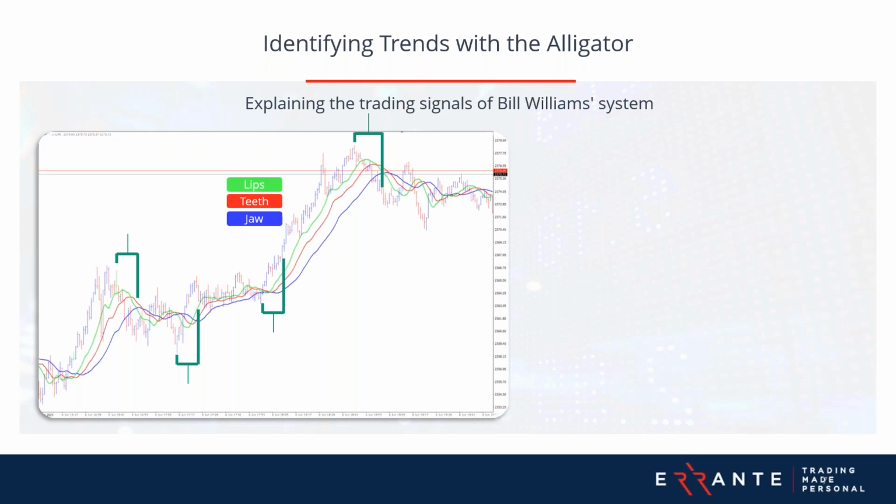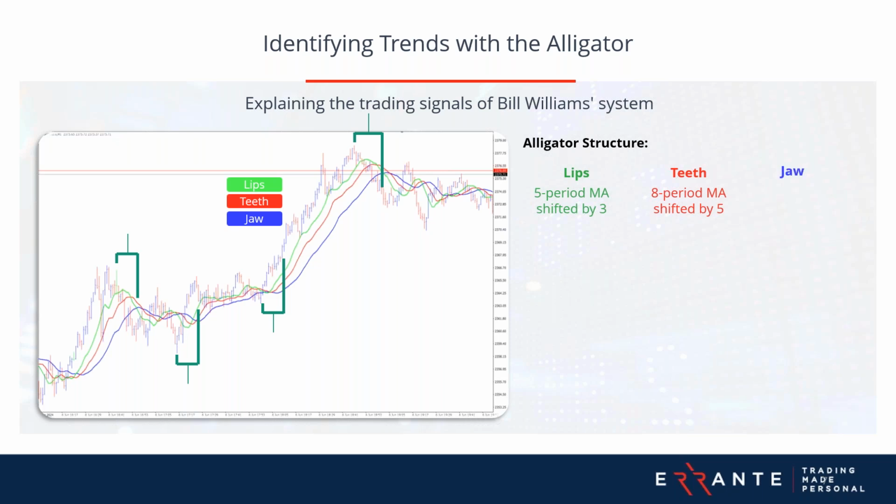Okay, here's the slide I borrowed from our previous webinar about the alligator. If you remember, we went thoroughly into the details of the anatomy of the alligator. The alligator indicator created by Bill Williams consists of 3 lines: the lips, or the green line, the teeth, or the red line, and the jaw, or the blue line. These lines are moving averages shifted into the future.